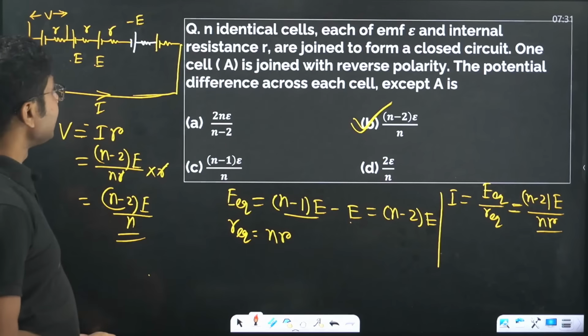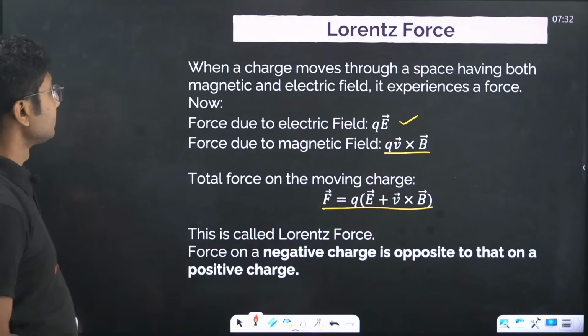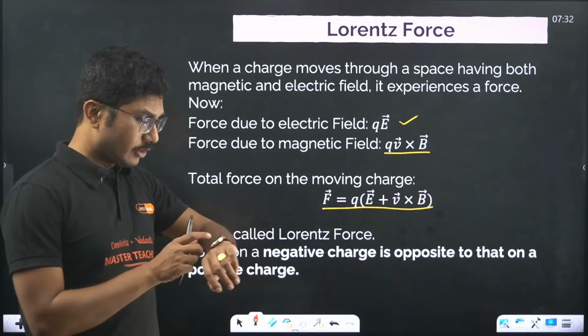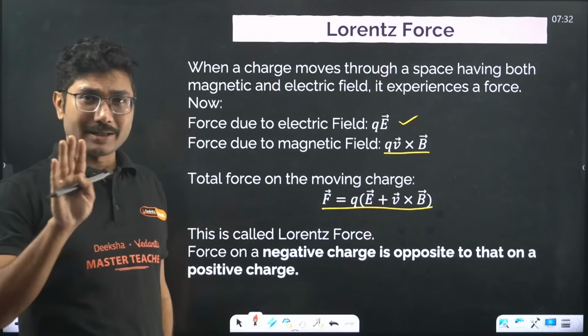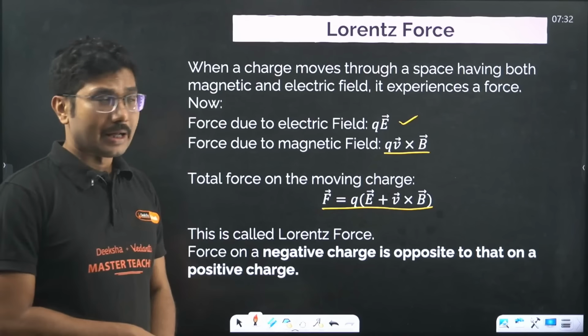Now let's move on. This question I have already discussed. Now Lorentz force, let's look into Lorentz force. I will take another 30 minutes, guys. Another 30 minutes and I will wrap it up.